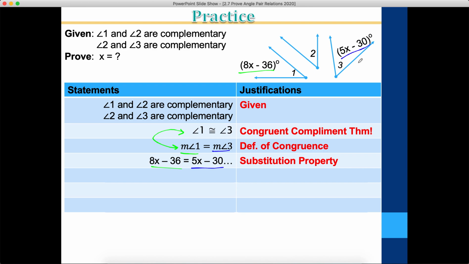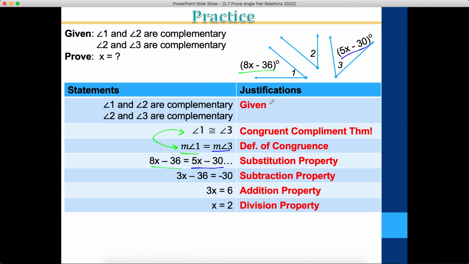And then from here, however you want to solve it, there's more than one way, but I'll tell you what I did. I subtracted 5x from each side. Then I added 36 to each side via the addition property. And then finally, to wrap it up, I divided by 3, which is the division property. And then, folks, we're good.